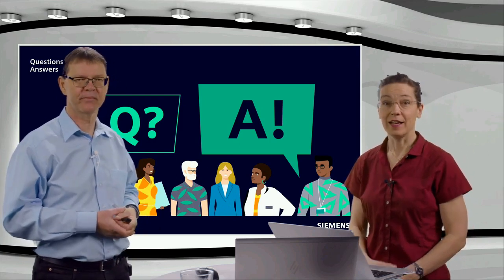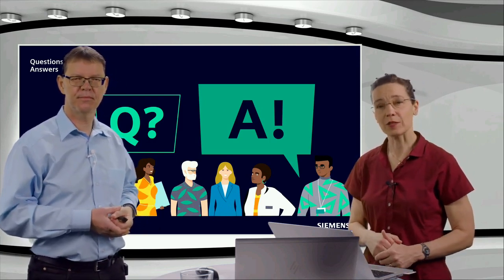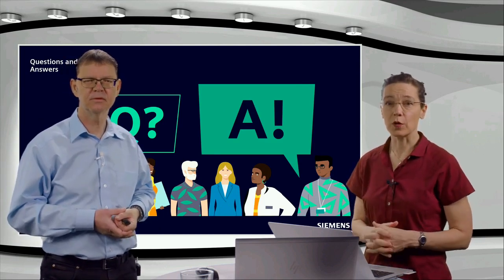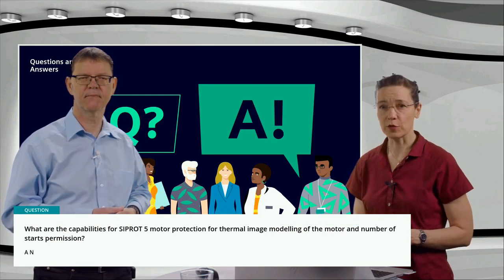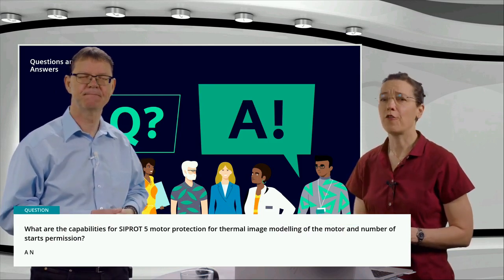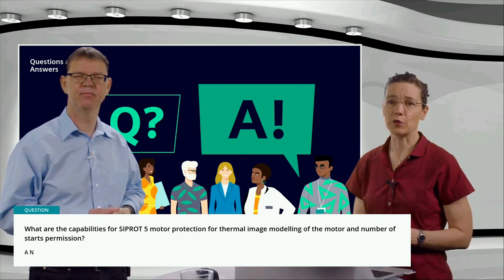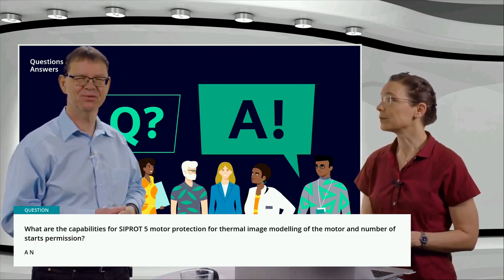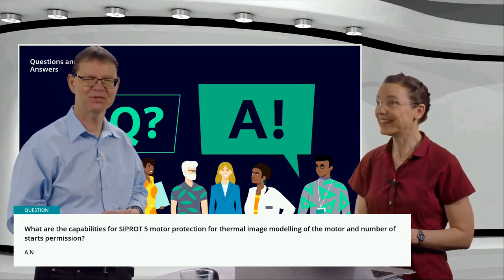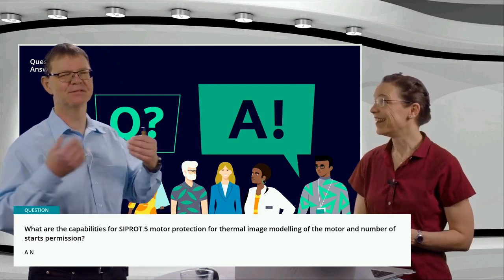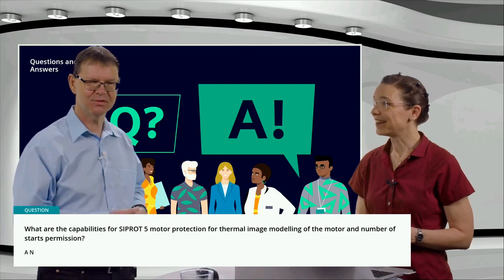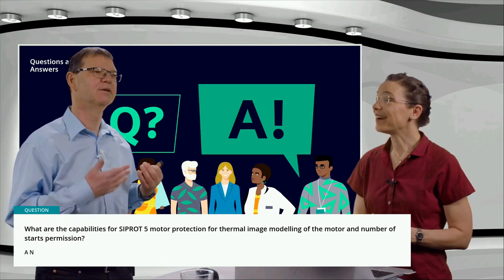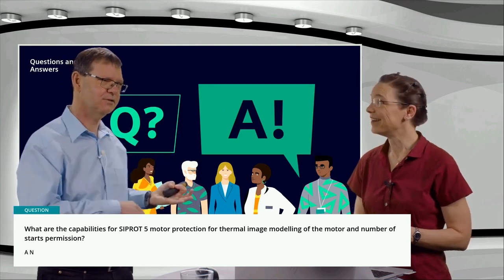All right, thanks. And then we take one last question before we go into a short break. AN wants to know, what are the capabilities for C-Protect 5 motor protection for thermal image modeling of the motor and the number of starts permissions? Okay, this is a little bit more complex question. Maybe we can skip that to the end, because then I explain what we have as a thermal protection of the stator.